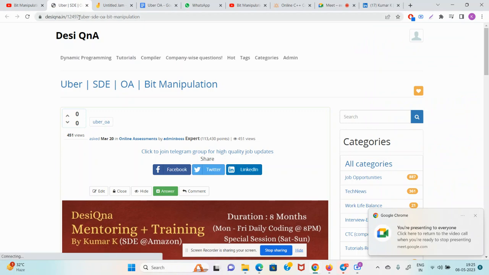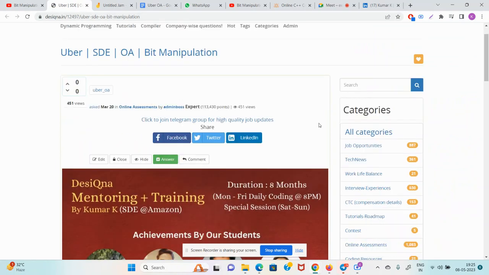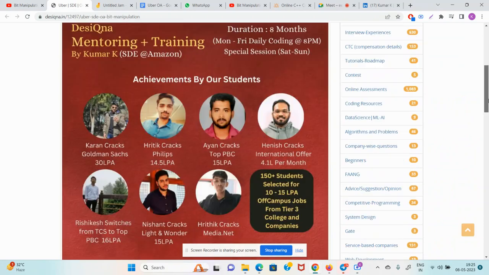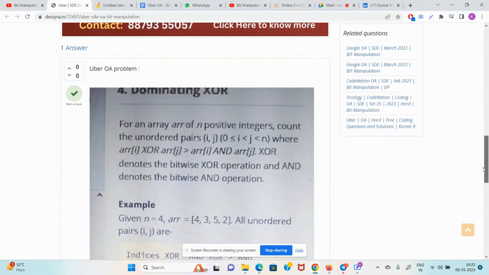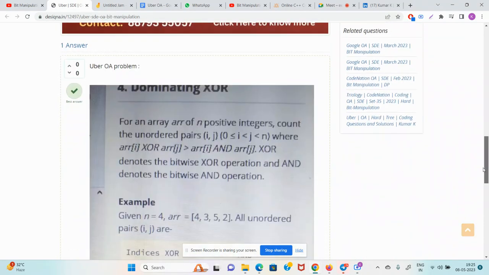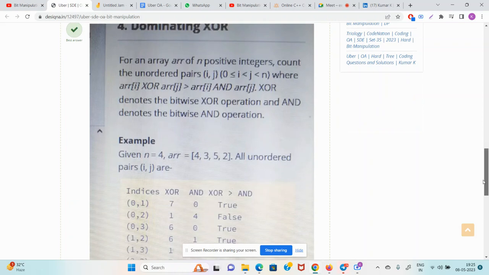Okay, the link to the question is pretty much clear. It is based on bit manipulation. Let's read the question and what it is trying to say. The question says: for an array of n positive integers, count the unordered pairs (i, j) such that i is strictly less than j, where array[i] XOR array[j] is greater than array[i] AND array[j]. XOR denotes the bitwise XOR operation and AND denotes the bitwise AND operation.